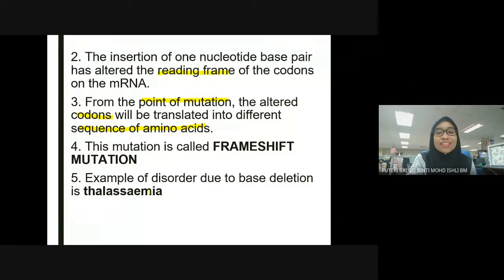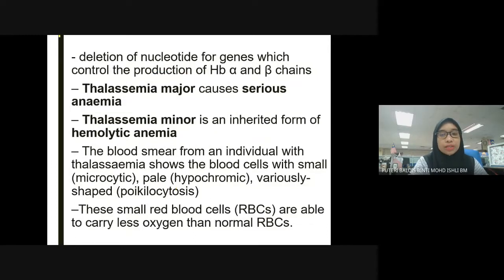Example of disorder due to the base deletion is thalassemia. Okay, thalassemia. So the thalassemia ni adalah deletion of nucleotide for genes which control the production of hemoglobin A and beta chain.